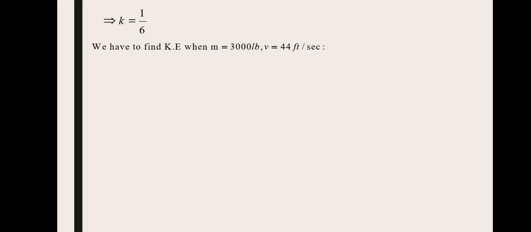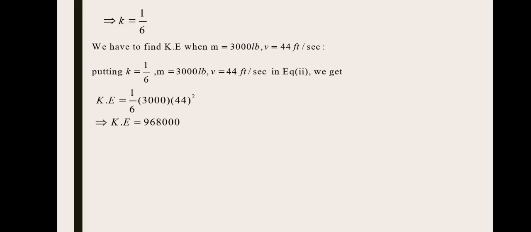Now we have to find kinetic energy when mass is given to be 3000 lb and velocity is 44 feet per second. Putting k is equal to 1 by 6, that is the constant of variation, mass is given to be 3000 and v is 44 feet per second. So we get kinetic energy is equal to 968,000. So it is the required kinetic energy.